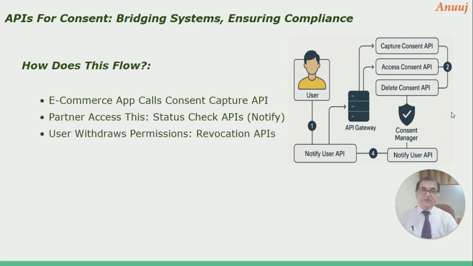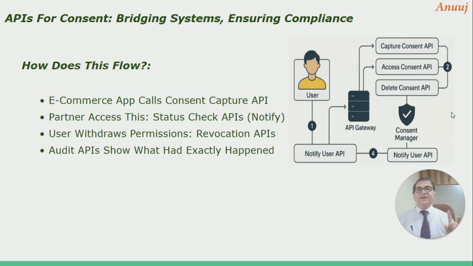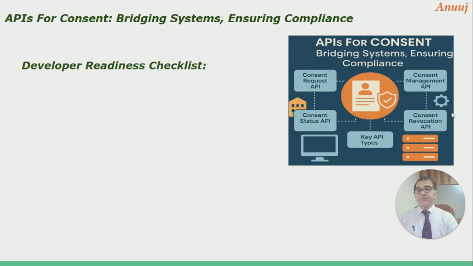User withdraws permission, revocation API, permission gone, and finally an audit API which should always tell you what is happening inside the system. Who is capturing consent? How is it being captured? How is it being accessed? Changes like revocation, deletion, and all the information about these is being captured through the audit APIs. And again, status check is also the notifying to the user. So I mentioned them accordingly.